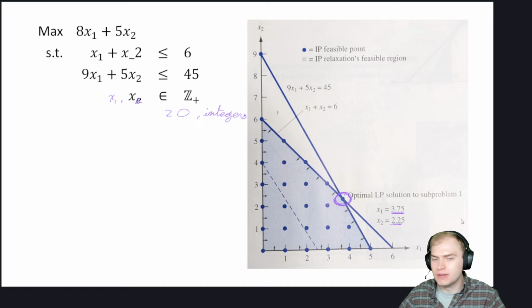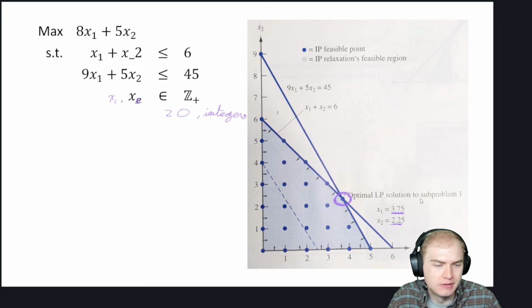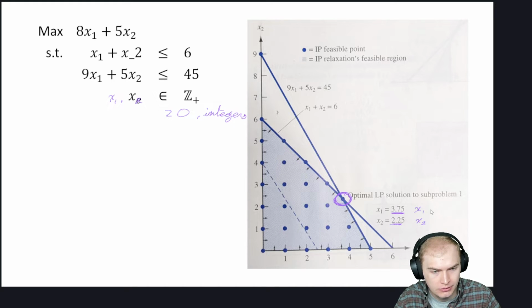That is actually the point that the simplex algorithm will give you, because obviously the simplex algorithm does not actually work on integer programs. It works on linear programs, continuous linear programs. So it's going to return that extreme point, which is not an integer point. And you may say, hey, what's the big deal? Why don't we just round it down to this point?